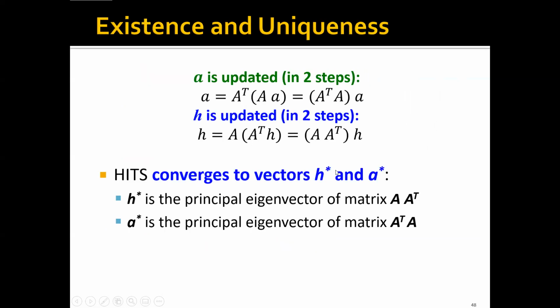And from this, we can see that if the algorithm converges to vectors H star and A star, then this H star is actually going to be the principal eigenvector of the matrix A times A transpose. And similarly, the final authority score vector A star will be the principal eigenvector of the matrix A transpose A.